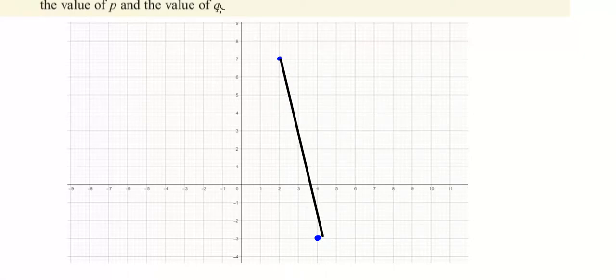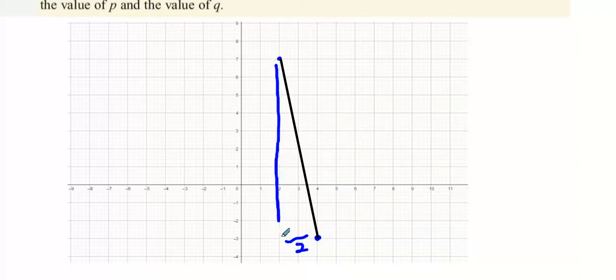Yeah, there's a way of doing it. It looks like it's going to be the point 3, 2, doesn't it? Now, if you aren't sure, how many blocks do you go across? You go across 2, and how many blocks do you go up? 2, 4, 6, 8, 10 blocks up. So this is known as the midpoint.